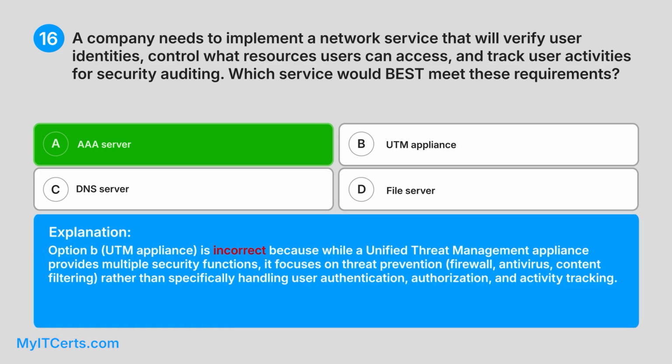Option B, UTM appliance, is incorrect because while a unified threat management appliance provides multiple security functions, it focuses on threat prevention, firewall, antivirus, content filtering, rather than specifically handling user authentication, authorization, and activity tracking.